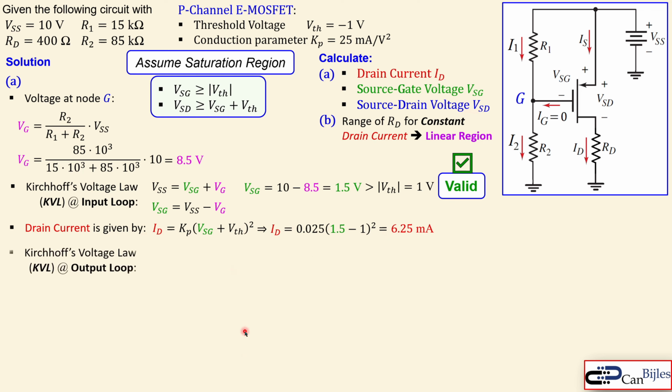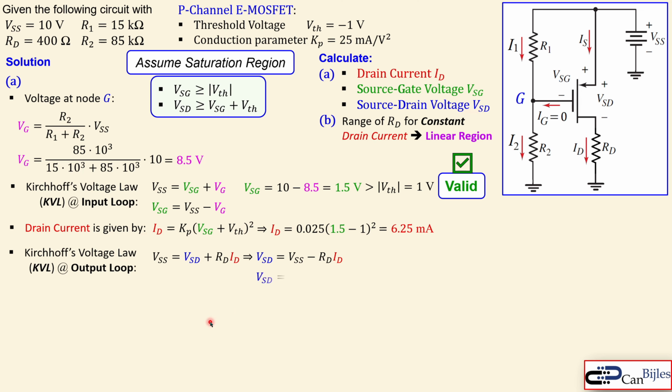Okay, moving on, and we'll look at the Kirchhoff's voltage law now at the output loop. Why? Because we also want to know the source drain voltage. So we can now set up this equation here for the output. That is the VSS is equal to VSD plus the RD times ID. We know now here actually everything except the VSD. So we can express VSD in terms of the rest of the parameters.